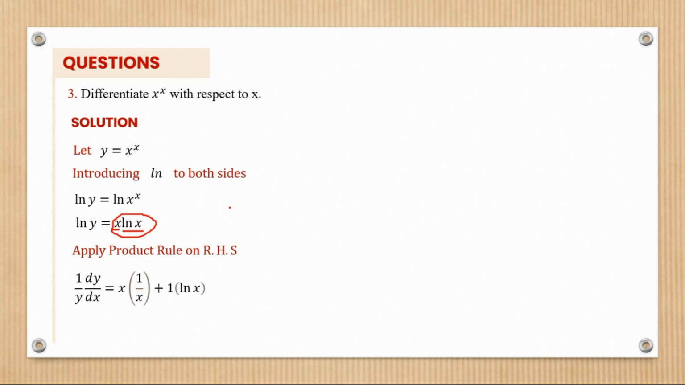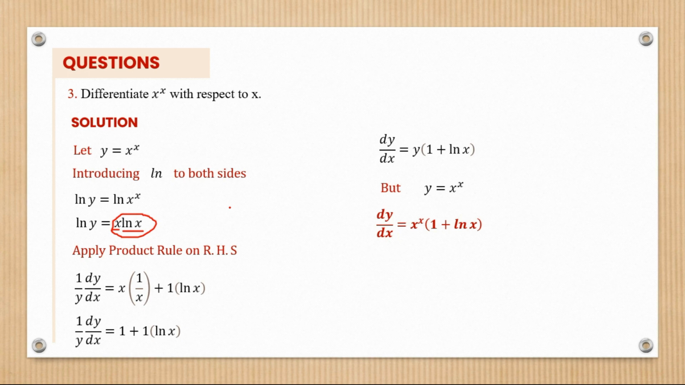So you have 1 over y dy dx being equal to x times 1 over x plus 1 times ln x. So now this is what we end up having. Now we see that the x values cancel and we have a 1. So we can cross multiply and we end up having that. But remember that y is x power x. So therefore dy dx is x power x bracket 1 plus ln x, and that is our answer.